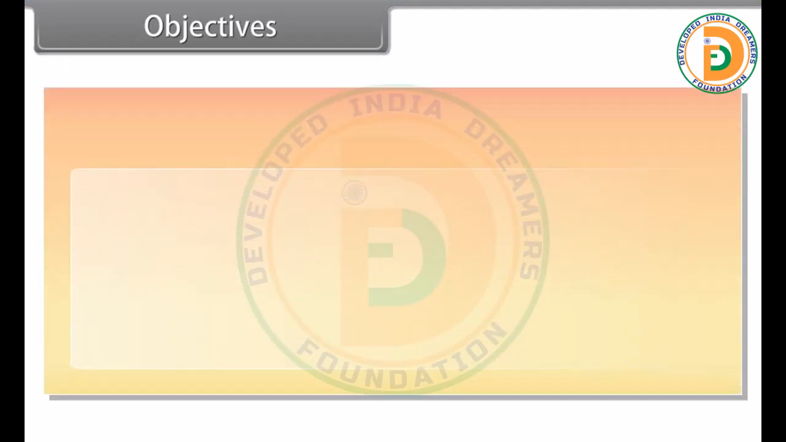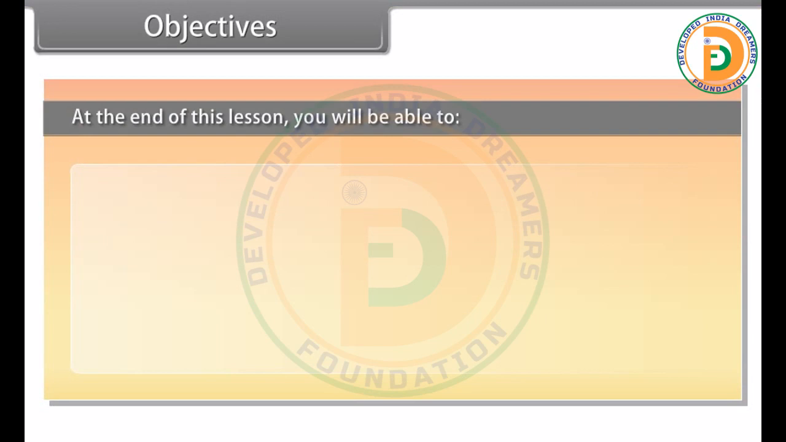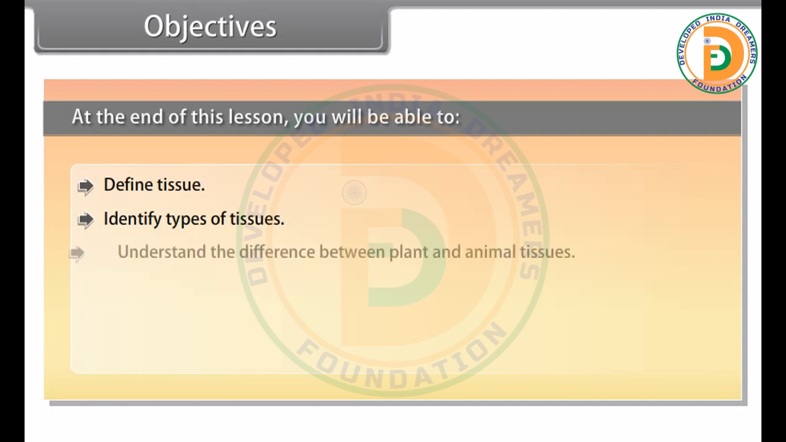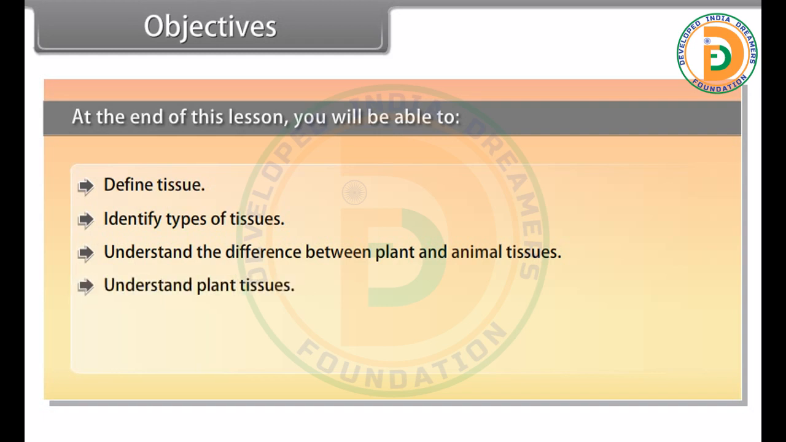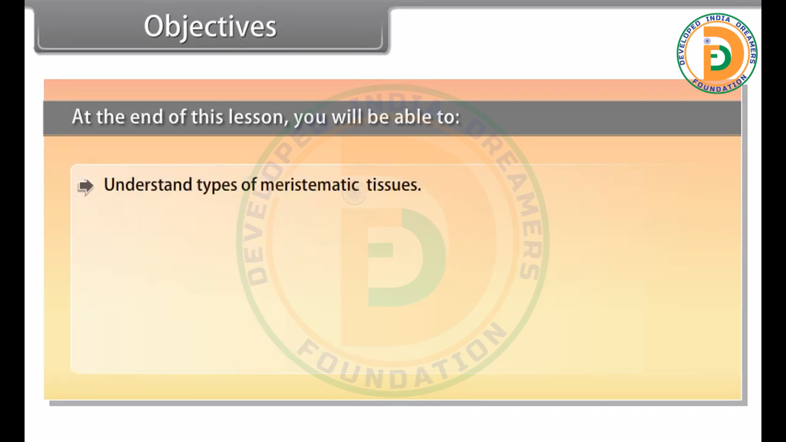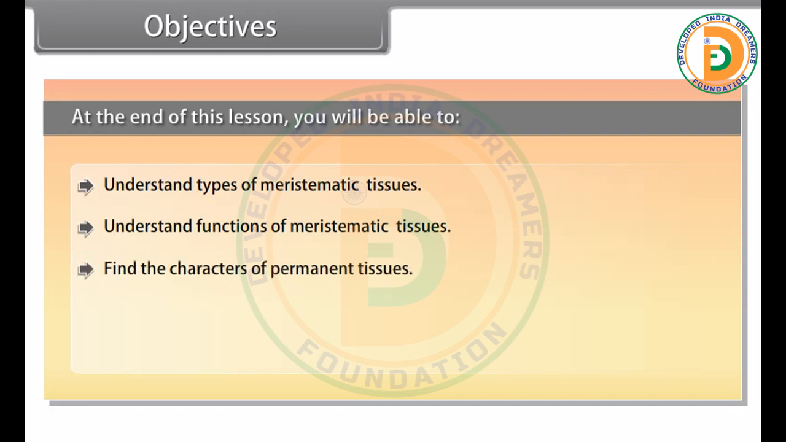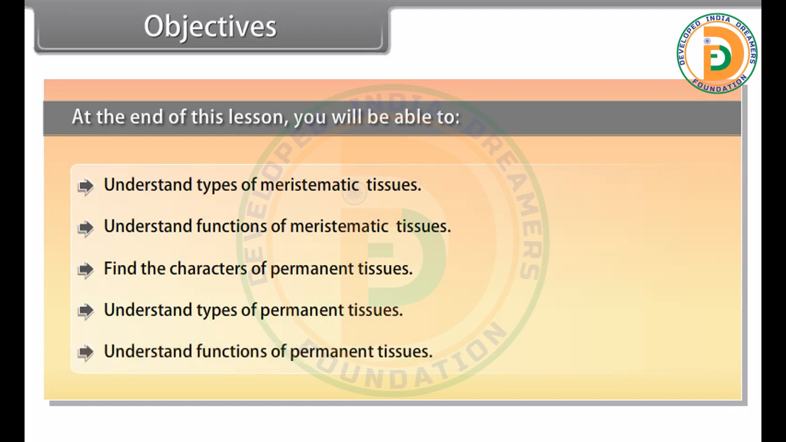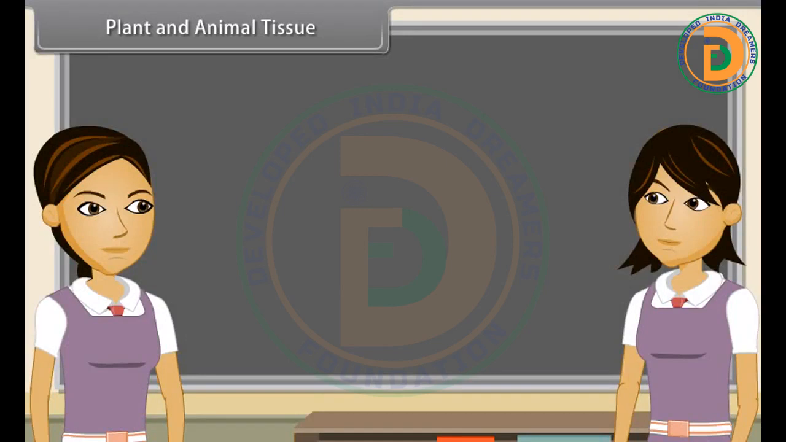Objectives. At the end of this lesson, you will be able to define tissue, identify types of tissues, understand the difference between plant and animal tissues, understand plant tissues, understand types of plant tissues, find the characters of meristematic tissues, understand types of meristematic tissues, understand functions of meristematic tissues, find the characters of permanent tissues, understand types of permanent tissues, and understand functions of permanent tissues.